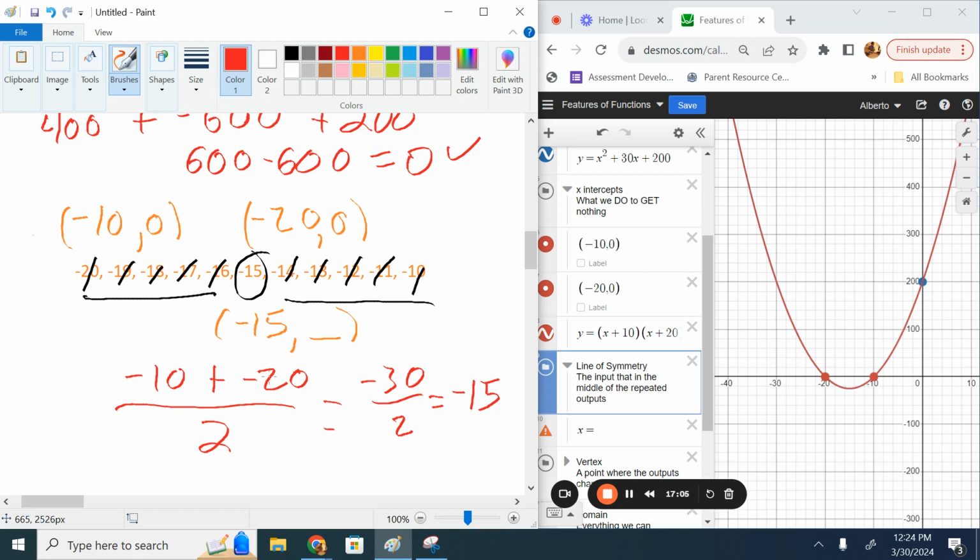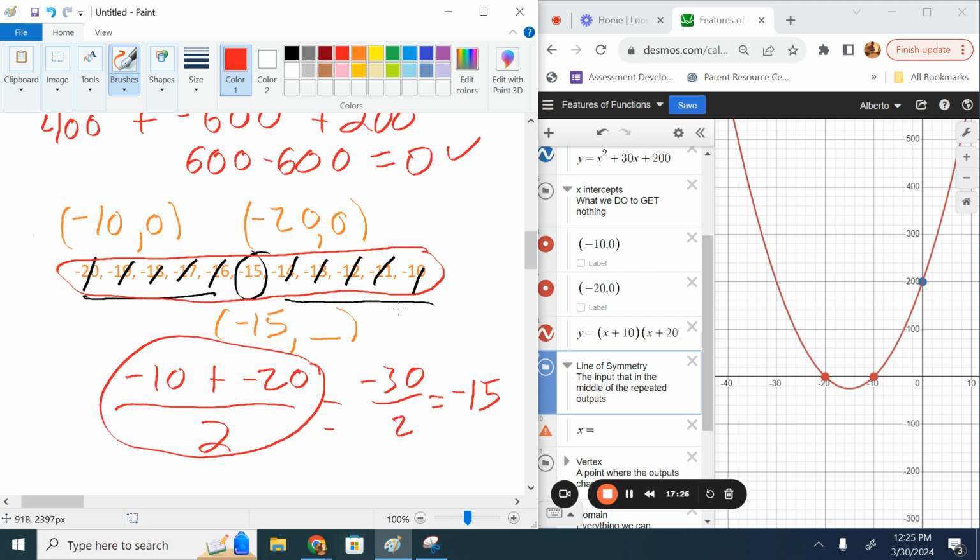Either way, you can find the middle by working step by step, or you can find the middle by using some more advanced mathematics. Either one's fine. The important thing is you do something that you understand. Don't just do it because someone told you to. Do it because you understand it.